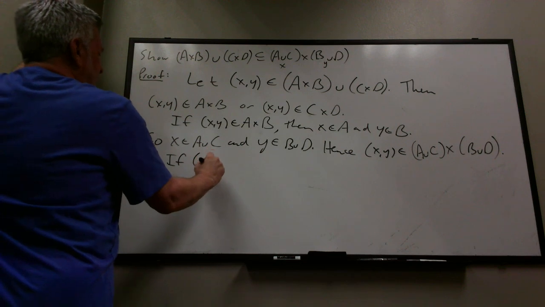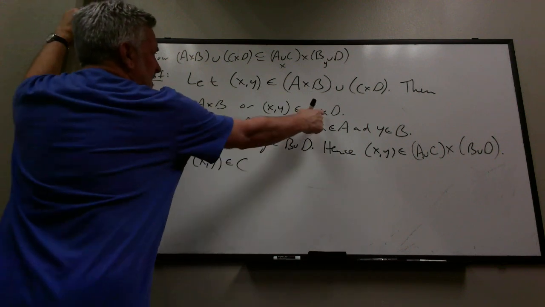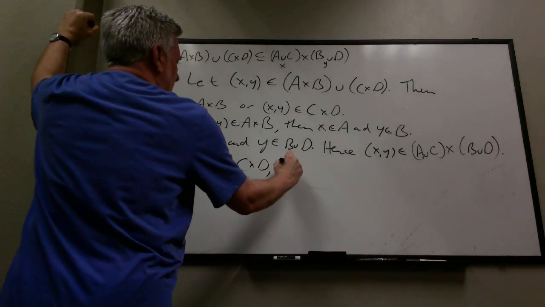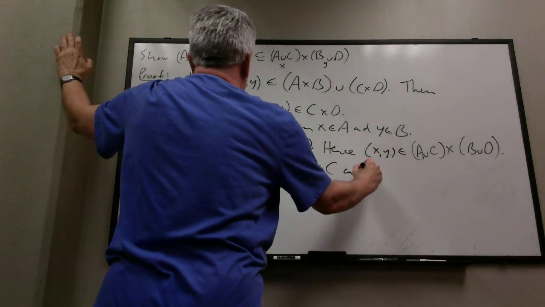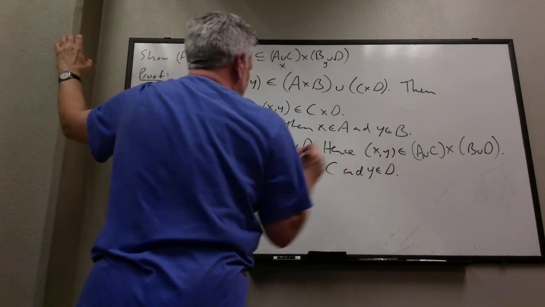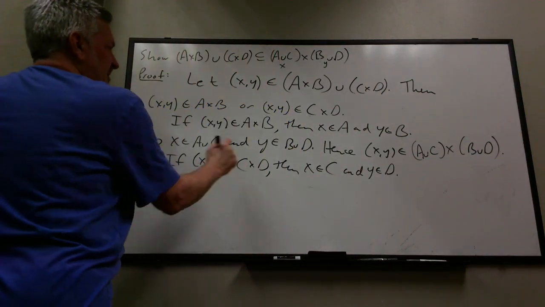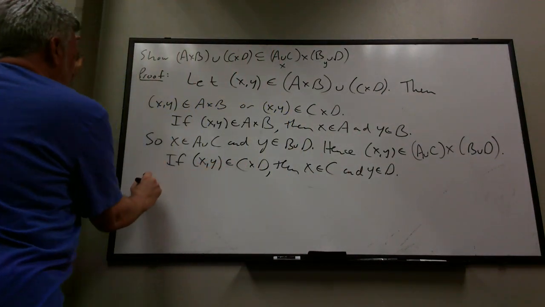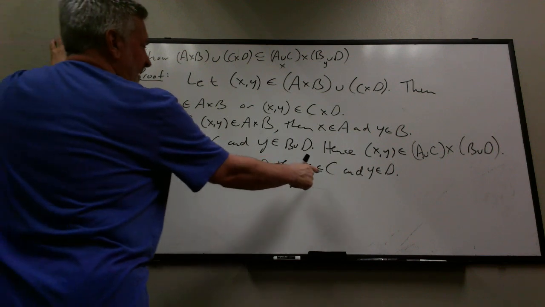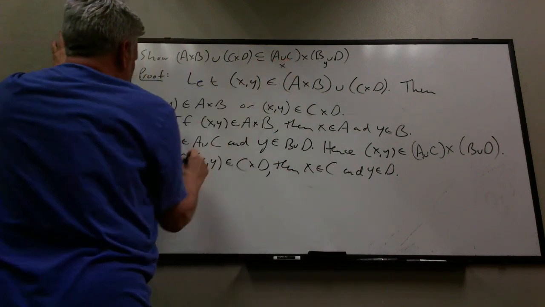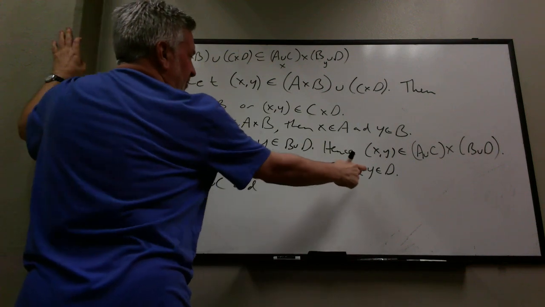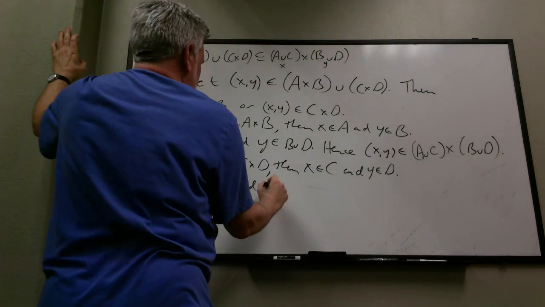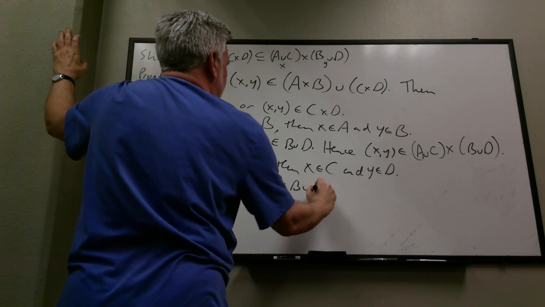Now, what if the other case was xy was in C cross D? Then what does that mean? That means x is in C and y is in D, right? X is in C and y is in D. So, same argument as before. If x is in C, x is in the union of A and C. And if y is in D, y is in the union of B and D.